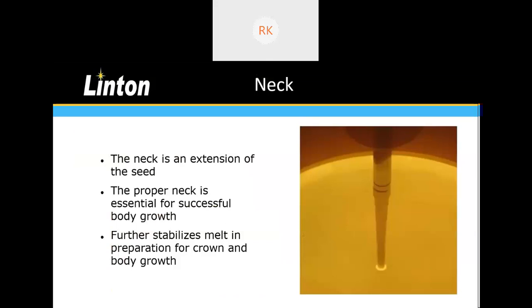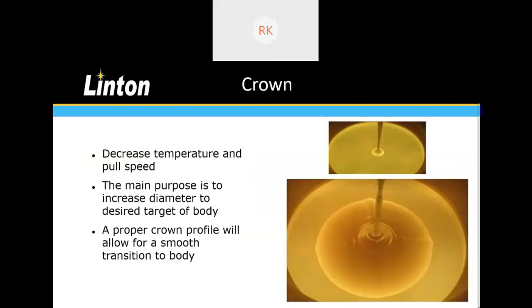The next step would be to grow a neck. A neck is typically about 4 to 6 millimeters in diameter and up to 190 millimeters in length. That neck will support the crystal that is being grown as we pull it into the receiving chamber. Next slide.